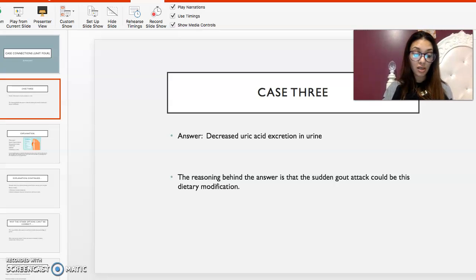So the patient's plasma urate was 10.5, which normal would be less than 7. So his plasma urate was elevated, and his urinary uric acid was actually not elevated. Normal levels would be 413 plus or minus 78, and his was only 215.